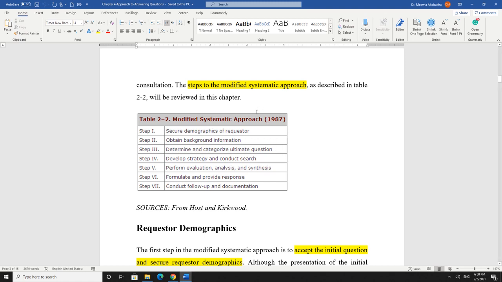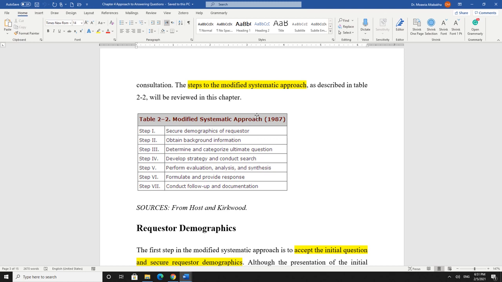Initially you are asked a question, and this is called the initial question. You put it aside, keep it, and then you start to get demographic information and background information. In some cases, they mix background information with demographics. So when they say background information, they also mean the demographics. But here we like to differentiate between demographics, the characteristics of the requester: is he male, what's his age, what's his job, how urgent is the matter for him, etc.